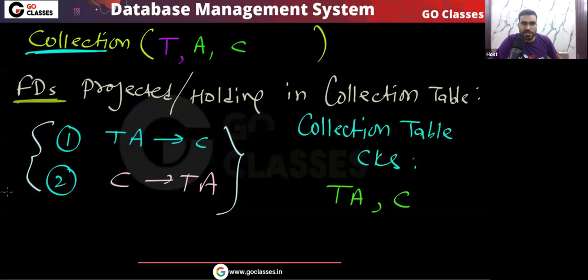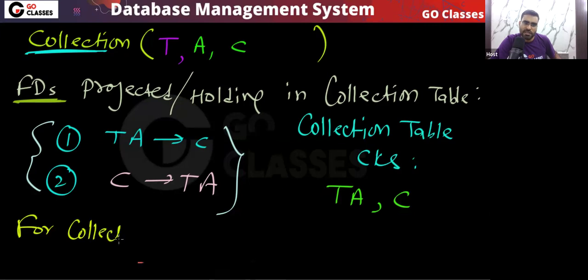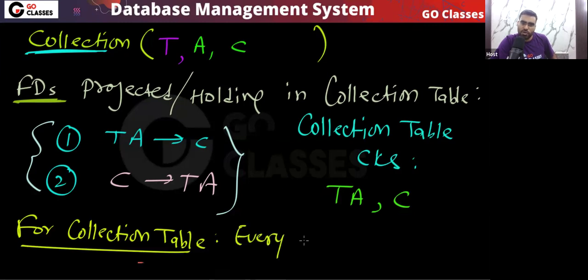So can I say that every attribute is prime? Yes or no? For the collection table, just focus on the collection table. Every attribute is prime. And because every attribute is prime, what will happen? Definitely it is in 3NF. So automatically this is in 3NF.